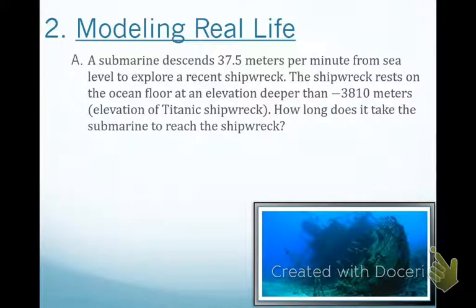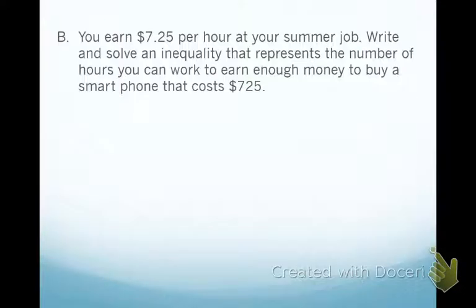All right, for sake of time today, we are just going to move on to problem B. So we're going on to the second modeling real life problem. It says you earn $7.25 per hour at your summer job. Write and solve an inequality that represents the number of hours you can work to earn enough money to buy a smartphone that costs $725.